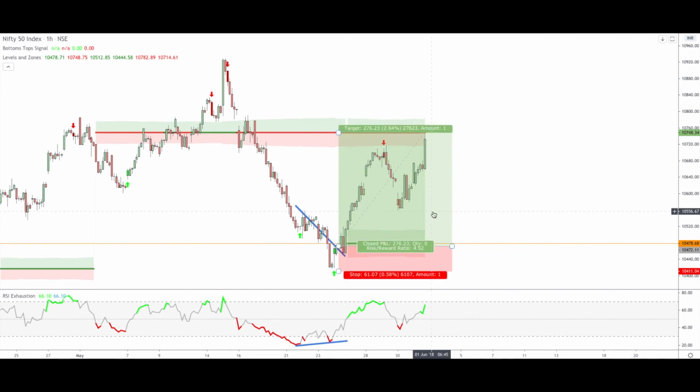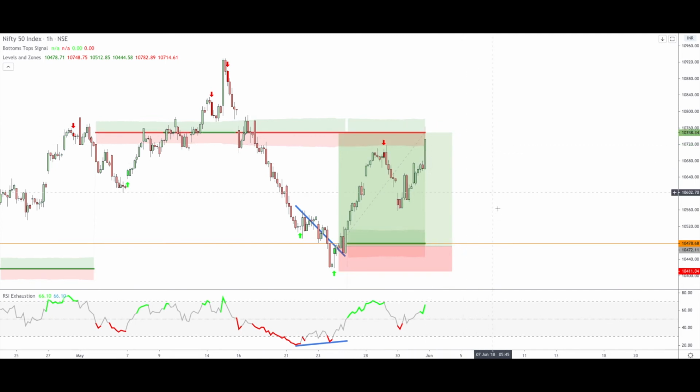Do you see what happened, guys? Do you see what happened? Our trade is over with a 4.5x return. Actually, it's more than a 4.5x return. But how many traders got out here?